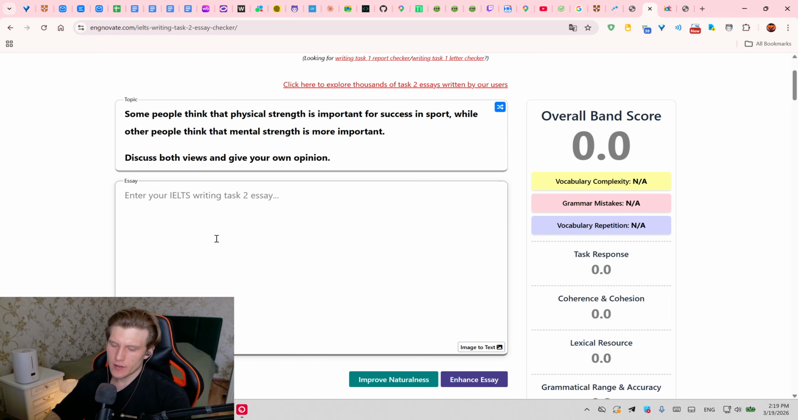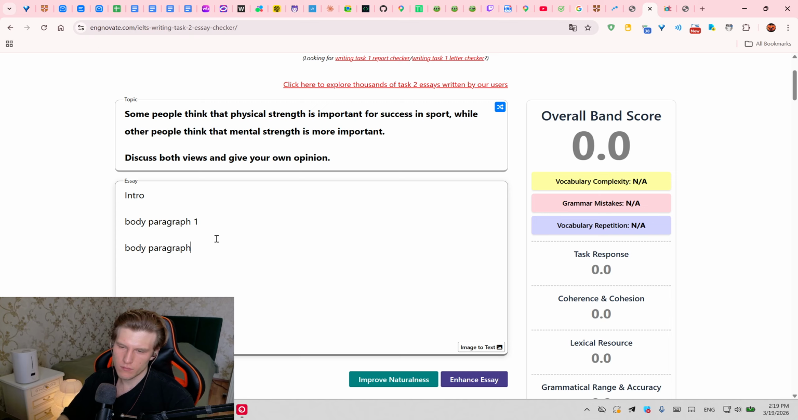So the structure is pretty simple. We're going to have an intro, body paragraph 1, body paragraph 2, and a conclusion. In body paragraph 1, we're going to start with the opposite opinion, the opinion we don't believe in, we don't agree with.